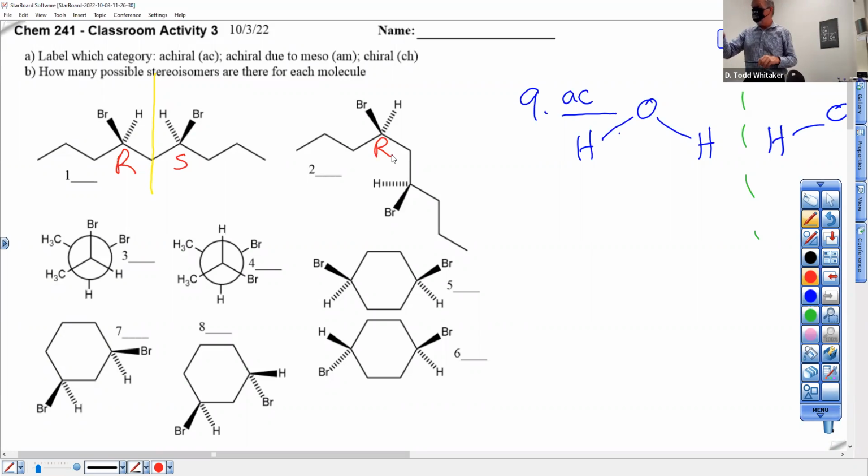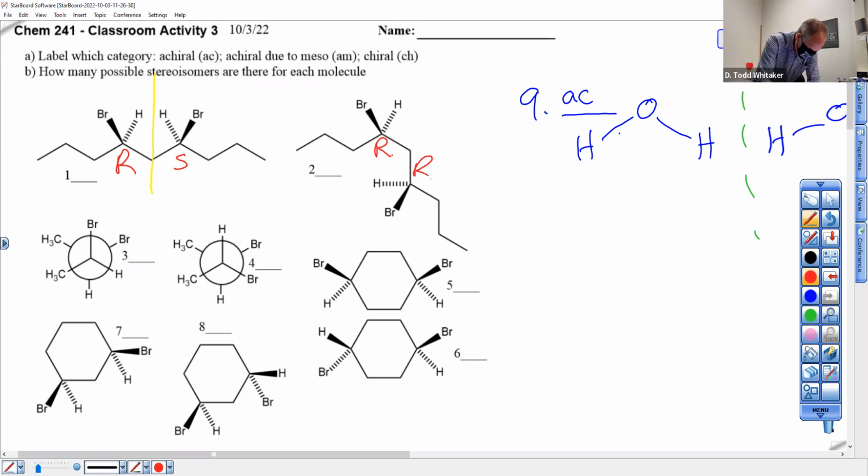If it's meso, it has as many R's as S's. It's clearly got the same groups on each stereocenter, right? Want me to list the 4 groups? Hydrogen, bromine, propyl, and then CH2 and rest of molecule, which is identical from this stereocenter's perspective: CH2, and then rest of molecule, HBr and propyl. So this thing is also R.